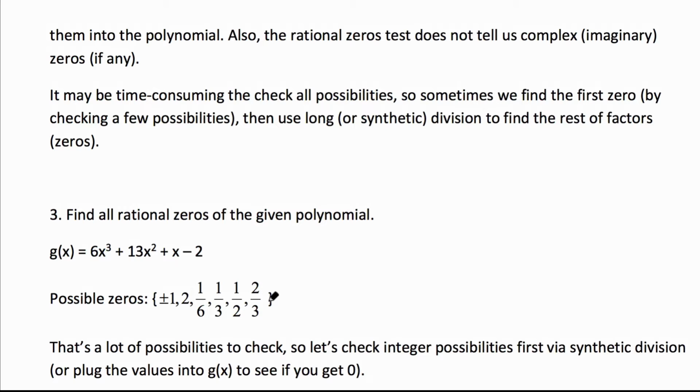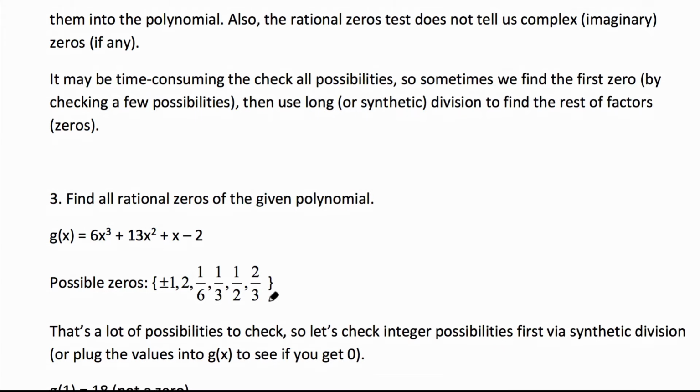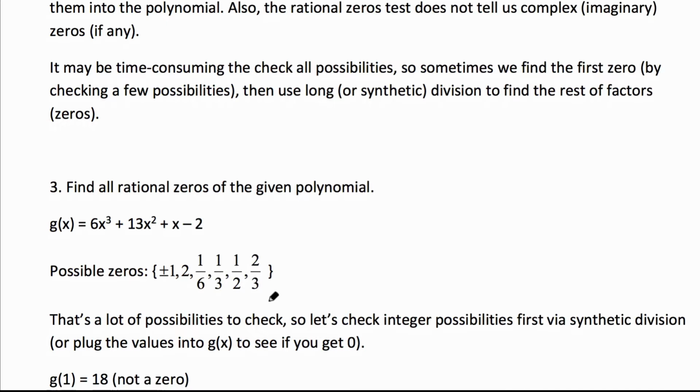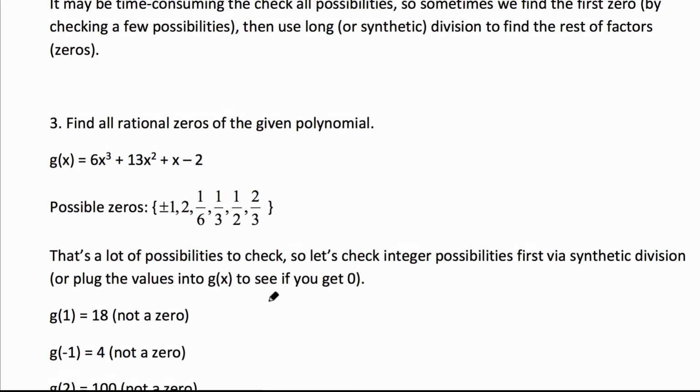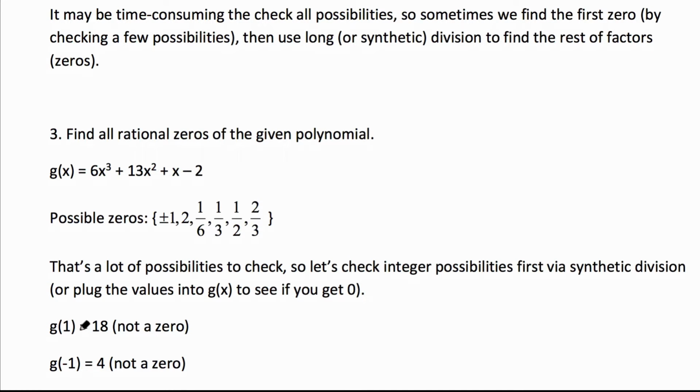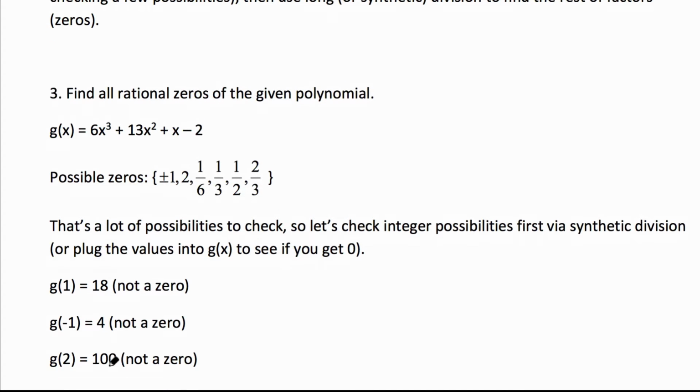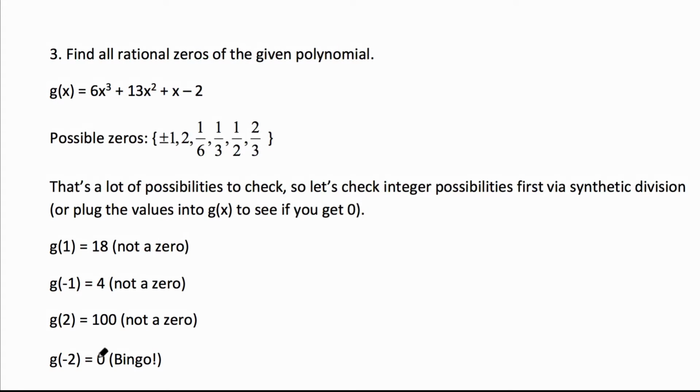So how do we go through this? Once you get your possible zeros, it's like getting your foot in the door. The quickest way, you can start with synthetic division, but sometimes it can take a while unless you get lucky. So here's what I did. I started plugging them into the polynomial. I plugged in 1, I get 18, not a 0. I plugged in negative 1, I get 4, not a 0. So unfortunately, 1 and negative 1 are not zeros. Plugged in 2, I get 100, not a 0.